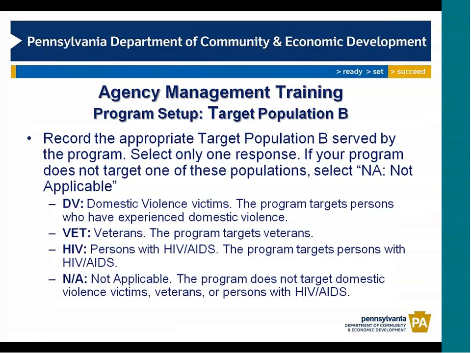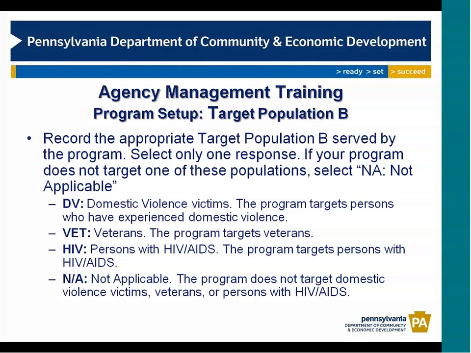Target population B is a required field and must be set up before creating a new program. It's more of a subpopulation, and it has one of three different choices. You've got domestic violence victims, which, since DV and VAWA-specific programs can't be in the system, is probably not one that's ever going to be chosen.